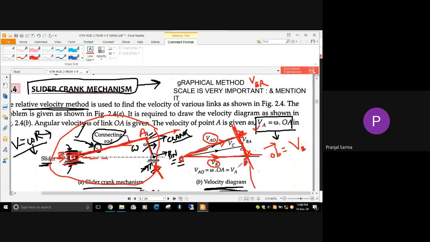Okay, so that completes the velocity diagram. Now, depending on which direction you are considering, if you consider this way, that will be the velocity of B. This is point A, and this is point B. So this vector is going to give you VBA, the velocity of B with respect to A. In the opposite direction, it is VAB, the velocity of A with respect to B. Understood how we have drawn this? These are the main steps.